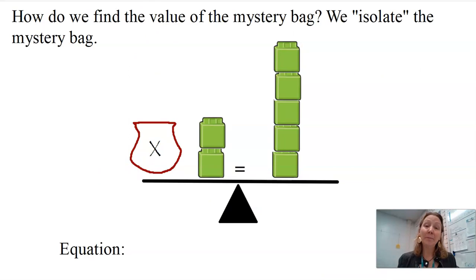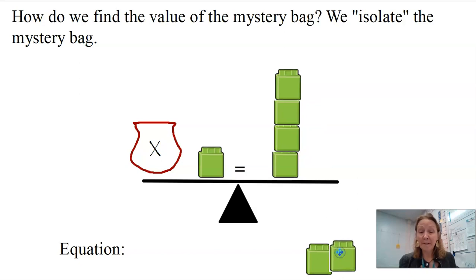How do we find the value of the mystery bag? We isolate the mystery bag. So isolate means to get it all by itself on one side of the equation. So what I can do is I can remove one of these from the left side, but then to keep my scale balanced, I remove one from the right side.